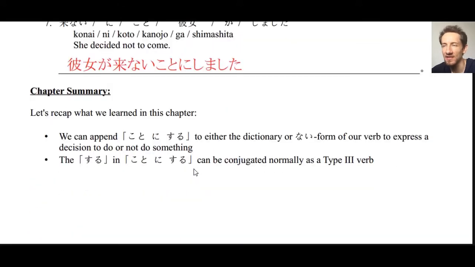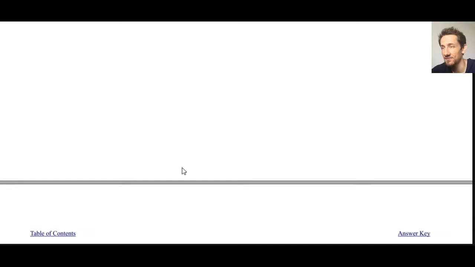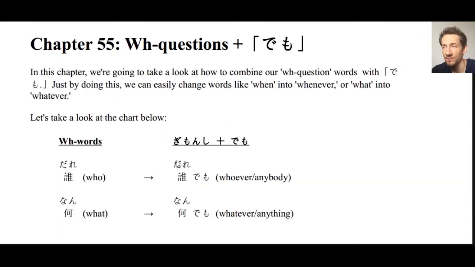But before we finish, let's just look at what we learned in this chapter. Very short summary. We can append ことにする to the dictionary or the nai form of our type 1, type 2, or type 3 verbs to get to decide to do or decide not to do. It's also very important to recognize that in ことにする, suru is just a verb in its dictionary form and can be conjugated as a type 3 verb. So we can say しない、しなかった、しませんでした、すれば、したら, or whatever. We can conjugate it in conditional, negative past tense, mas form, whatever.